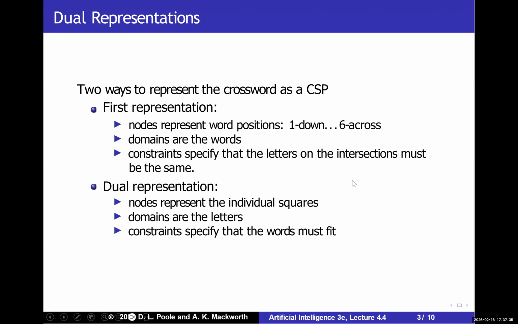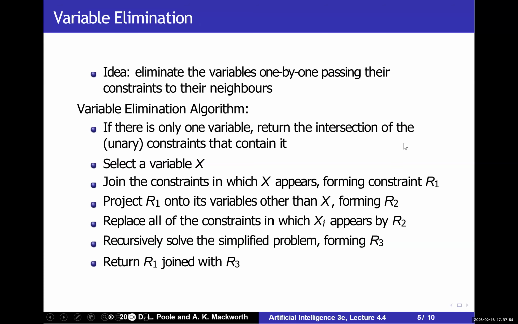So in this case of a crossword puzzle, in one representation, domains are considered the words, and in the other, domains are considered the letters. And so that can significantly affect the efficiency of one method versus another.